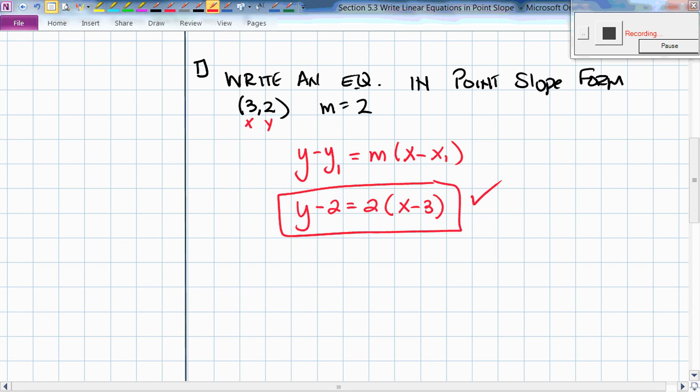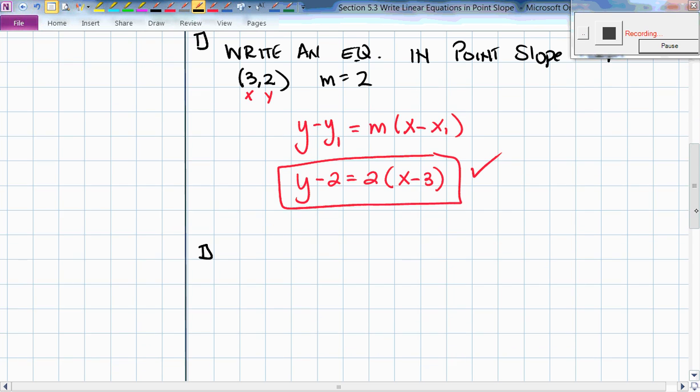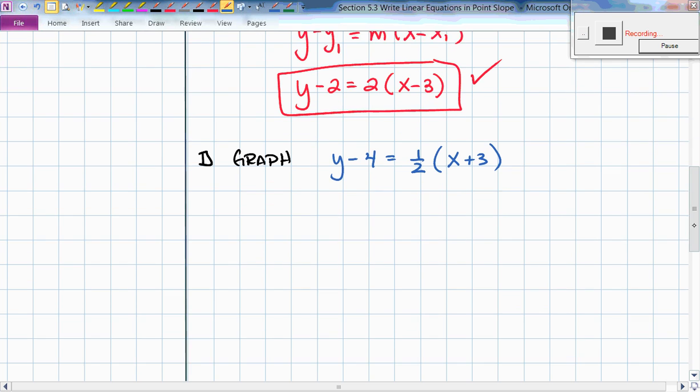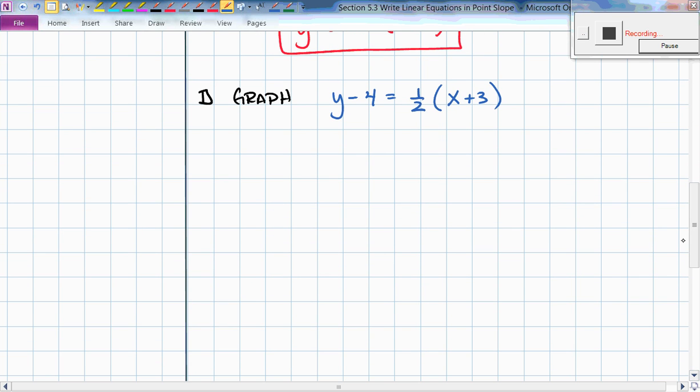All right, let's see here. Let's make it a little bit more challenging for you, though. How about this? I'm going to ask you to graph this equation. I'm going to give you y minus 4 equals 1/2 times x plus 3. All right. y minus 4 equals 1/2 times x plus 3.